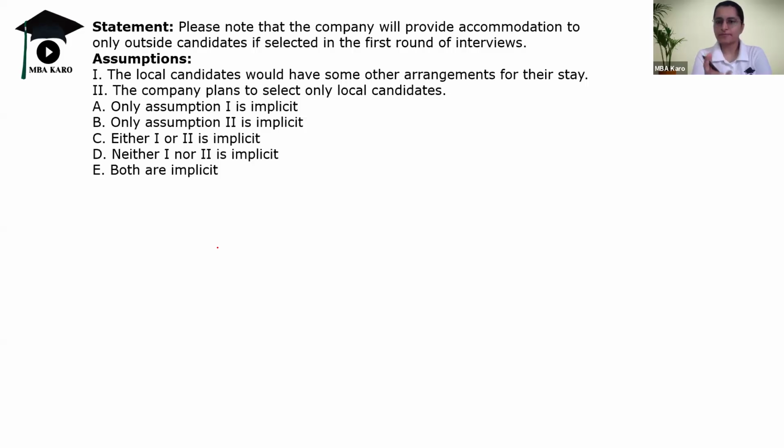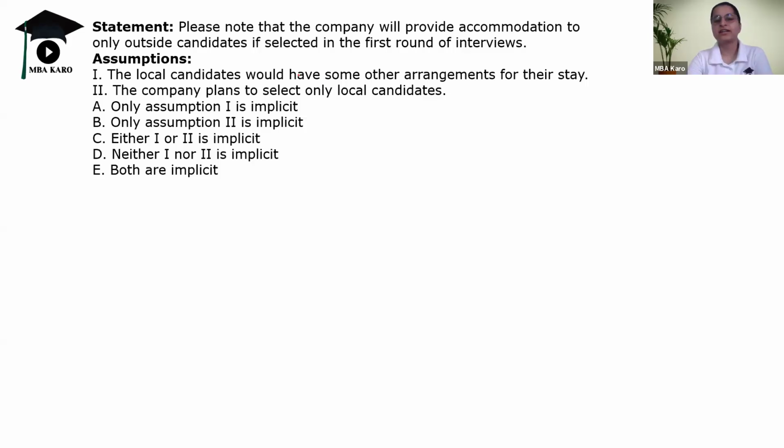Okay, now in this one, the statement is, please note that the company will provide accommodation to only outside candidates if selected in the first round of interview. So what is happening here? Let's say this statement is a notice from the company that we are going to provide accommodation to only outside candidates if they are selected for the first round of interview. Now, what is the assumption here?